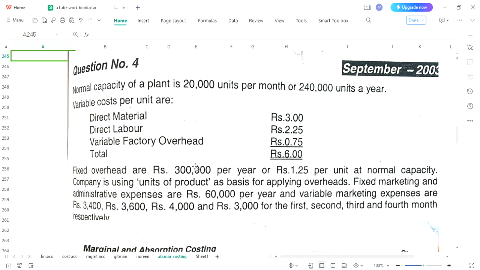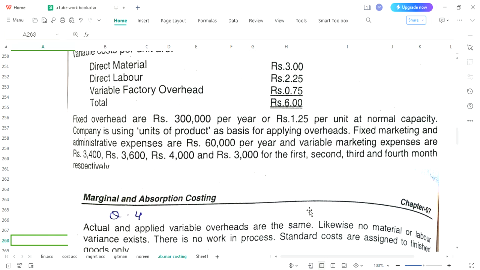Alright guys, next is fixed marketing and administrative expenses. This is again a fixed sort of expense, which is 60,000 per year. And then variable marketing expenses are 3,400 and 3,600 for the first, second and third, fourth months. Why? Look at that. Fixed overhead is given for the full year, while administrative and selling expenses are given for the month. Why? So let's go to the second page to have the answer to this mystery.